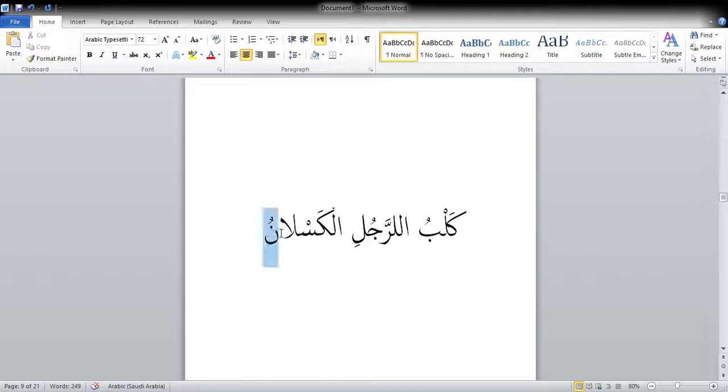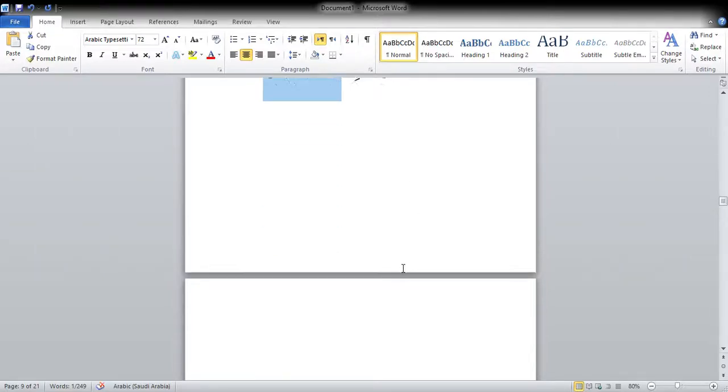So how did you know again that this wasn't the sifa for al-rajuli? Because for mawsoof sifa, they have to be in the same state, and al-rajuli is in majrur state, and al-kaslanu is in rafa state, or marfu state. Nailed it, bro. Nice. All right.